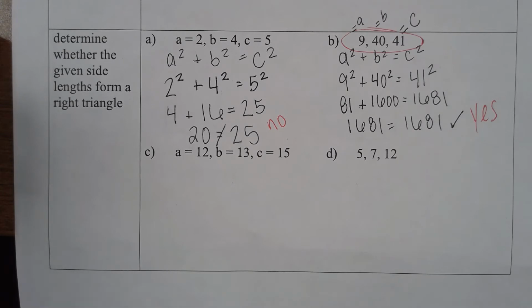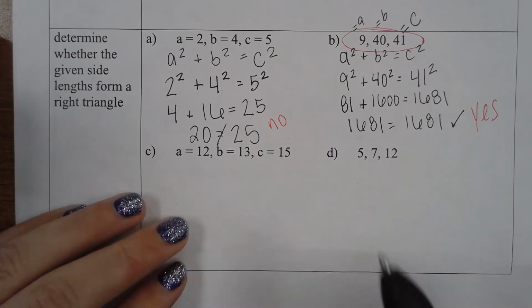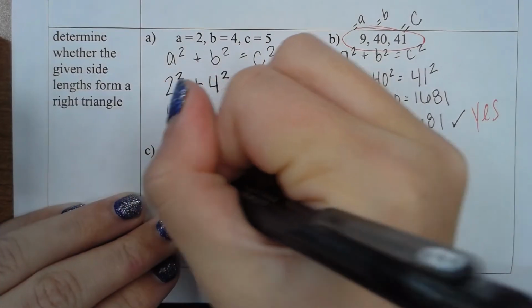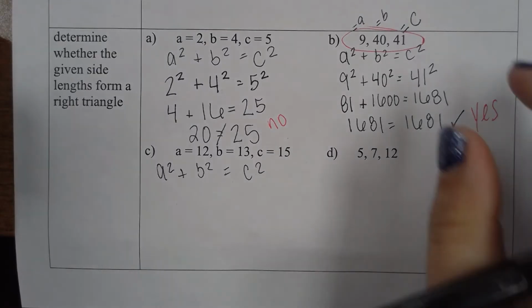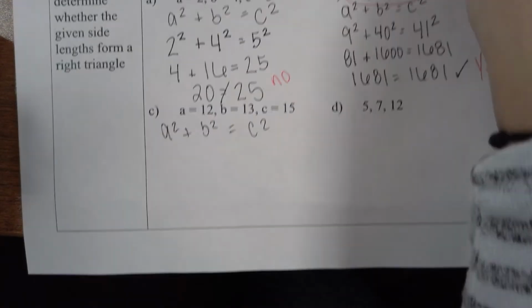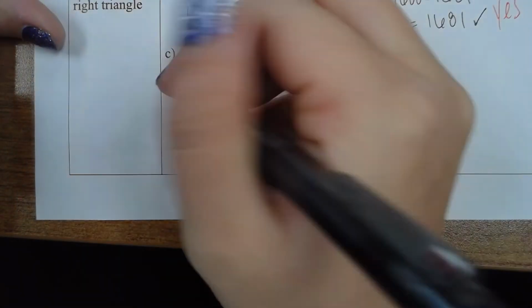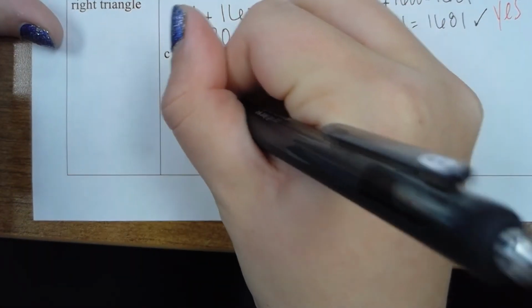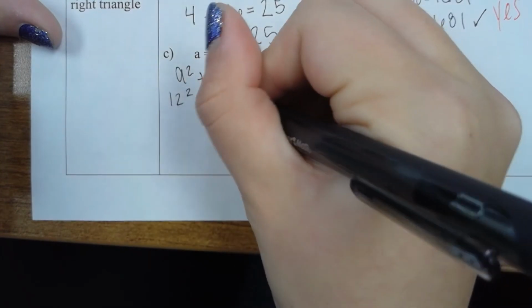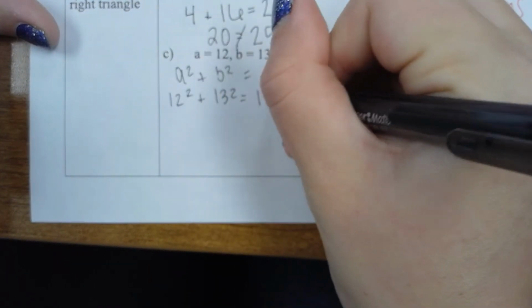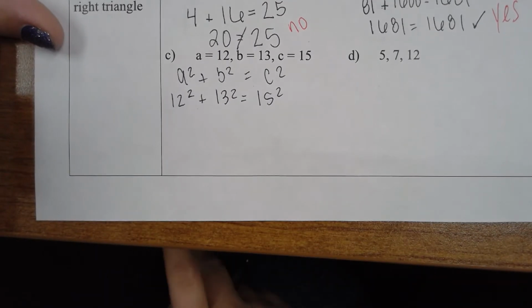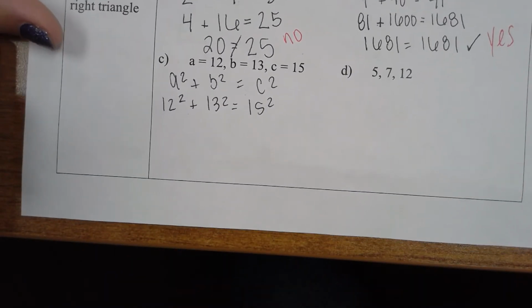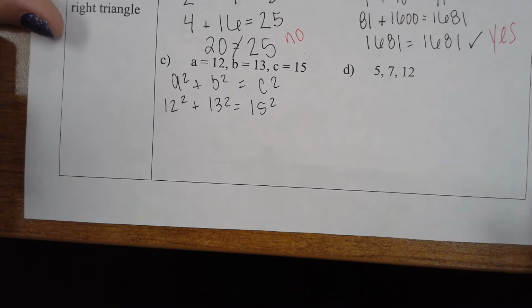Alright, so let's see what you got for C. So again, your formula is a squared plus b squared equals c squared. You should have plugged in 12 for A. You should have substituted in 13 for B, and then 15 for C. Now we can just go ahead and solve this, simplify it.